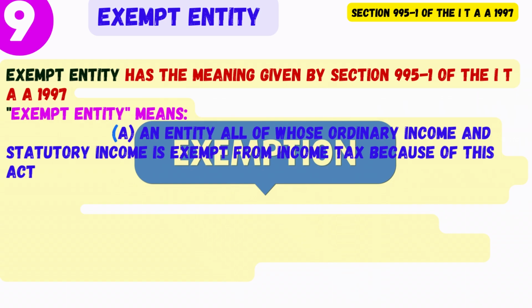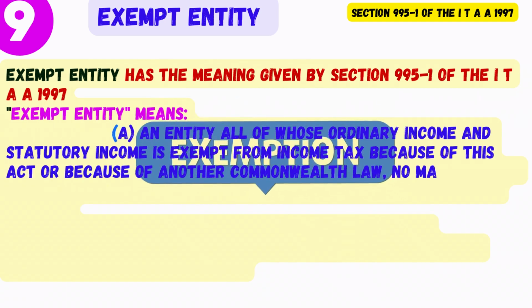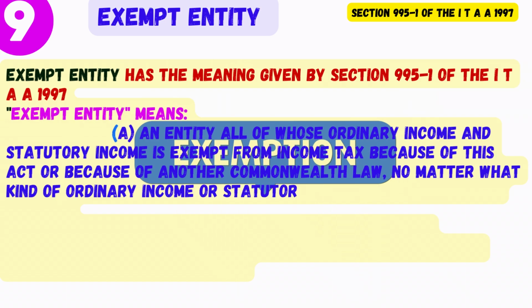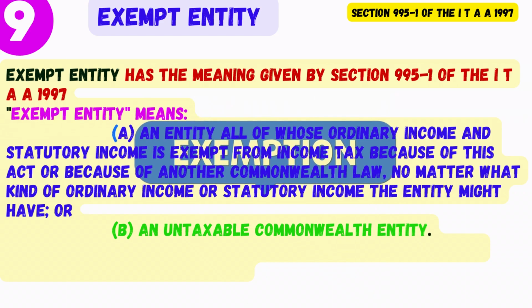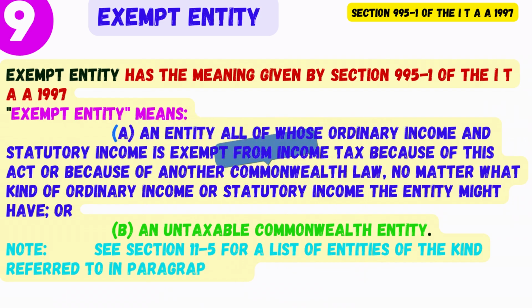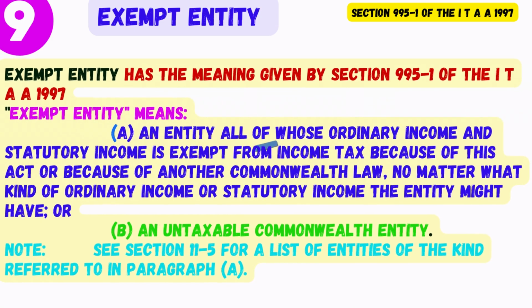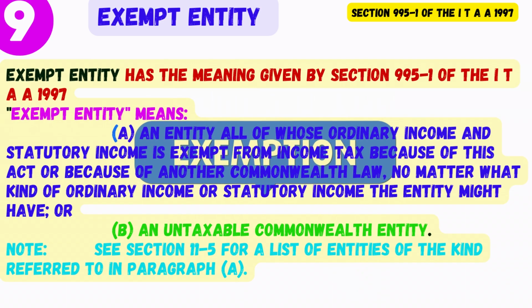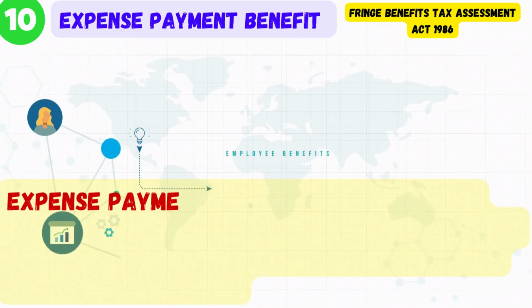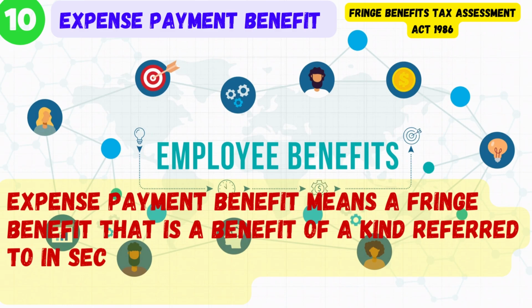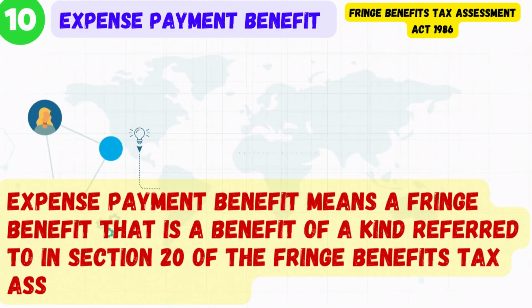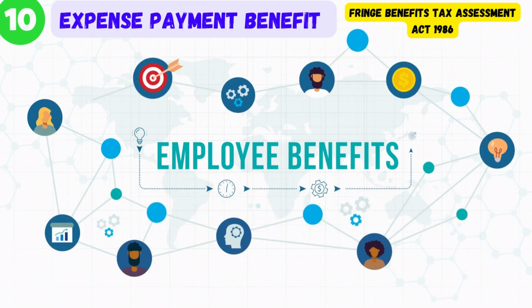Exempt entity means A. An entity all of whose ordinary income and statutory income is exempt from income tax because of this act or because of another Commonwealth law, no matter what kind of ordinary income or statutory income the entity might have, or B. An untaxable Commonwealth entity. Note, see section 11-5 for a list of entities of the kind referred to in paragraph A. Word number 10. Expense payment benefit means a fringe benefit that is a benefit of a kind referred to in section 20 of the Fringe Benefits Tax Assessment Act 1986.